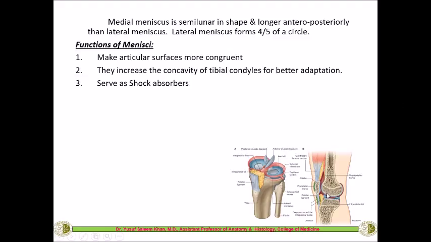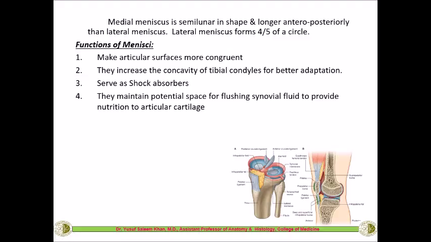Then they also act as a shock absorber, because they are present between the femur and the tibia. So whenever you jump from a height, these two bones are prevented from coming and touching each other by the presence of these menisci. So they also act as a shock absorber.